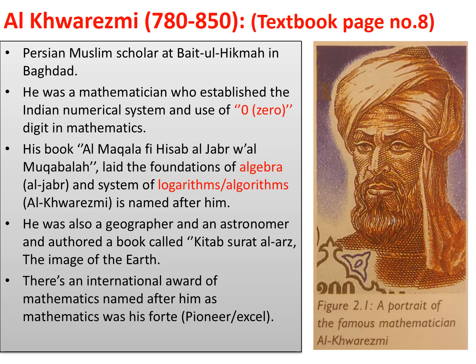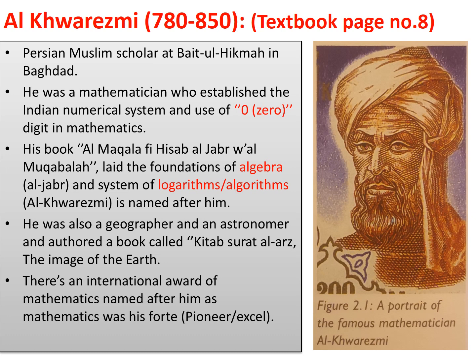He was a geographer and an astronomer, and authored a book called Kitab Surat al-Ard, the image of the earth. At that time, because he was a geographer, he somehow did manage to get the image of the earth by his knowledge. There is an international award of mathematics named after him, as mathematics was his forte, his pioneer, and his excellence. He was considered one of the excellent people in the fields of mathematics.